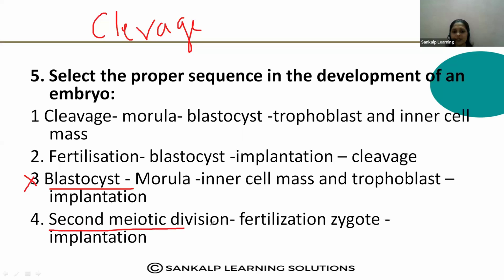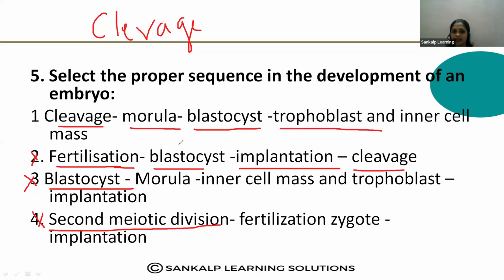And second meiotic division does not occur at the development of the embryo. And fertilization, okay, fertilization takes place before that. Blastocyst will not form, and there is no cleavage after the implantation. Fourth option ನೋಡಿ, implantation ಆದ್ಮೇಲೆ cleavage ಅಂತ ಇದೆ. Implantation ಆದ್ಮೇಲೆ cleavage ಆಗೋದಿಲ್ಲ. So you can say the first one is the correct answer. That is cleavage, morula, that develops into blastocyst, that contains the trophoblast and inner cell mass. So that is the correct answer. Option A.